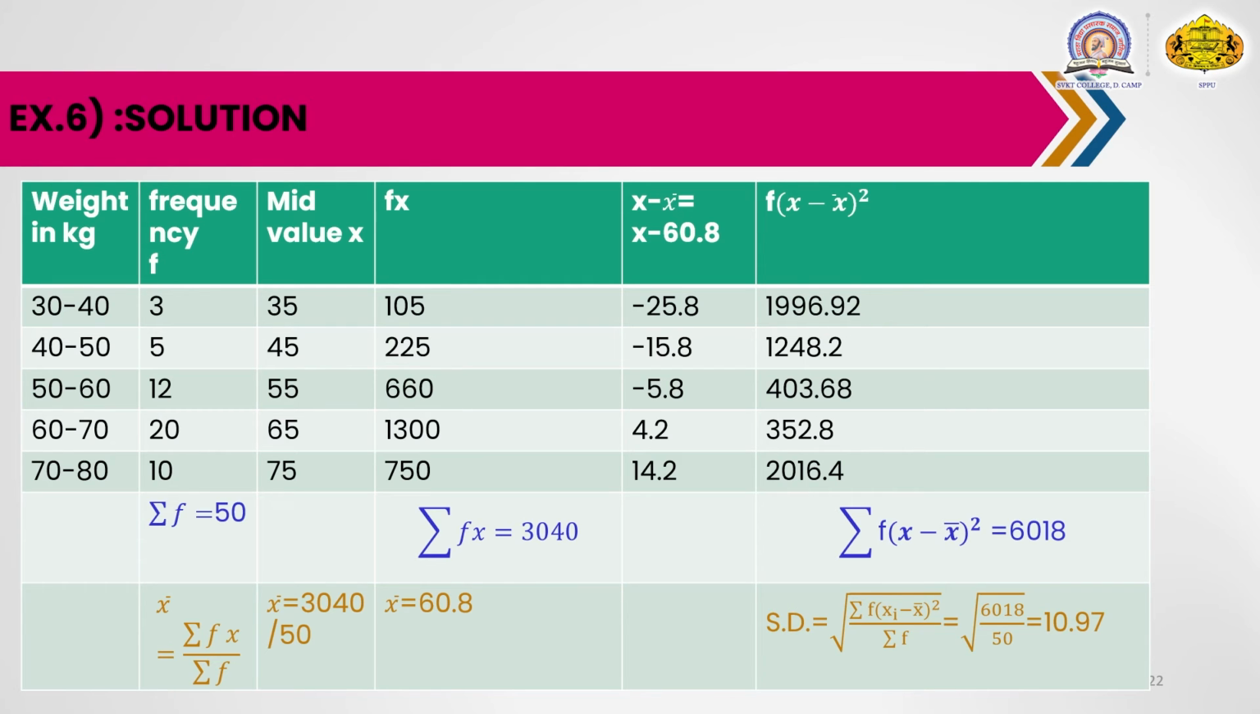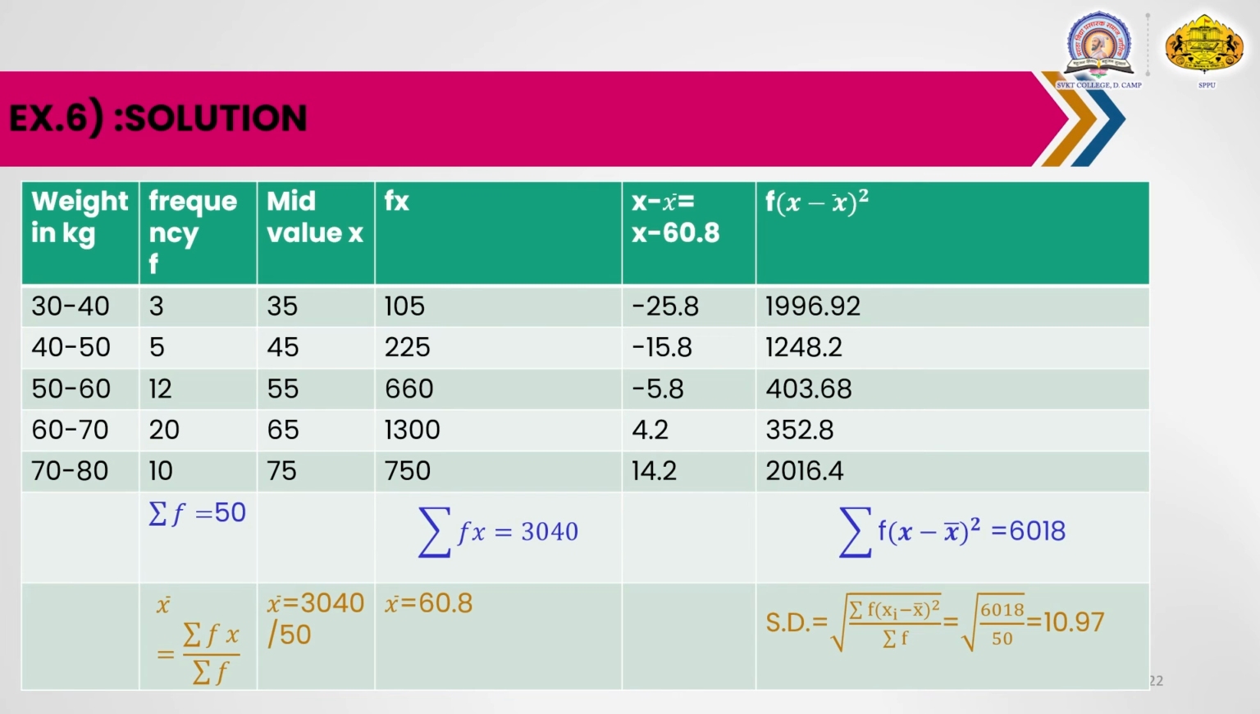We have to calculate the mid value of each and every class. So what is the formula to calculate the mid value of each class? Lower limit plus upper limit divided by 2. So 30 plus 40 is 70, the half of 70 is 35. Do the same for the next one: 40 plus 50, the next class is 40 to 50, their addition is 90 and its half is 45. So easily you can calculate the mid value of each and every class.